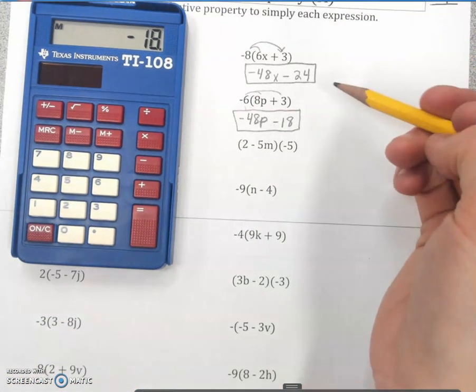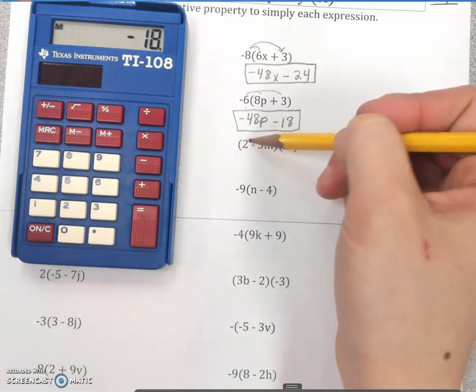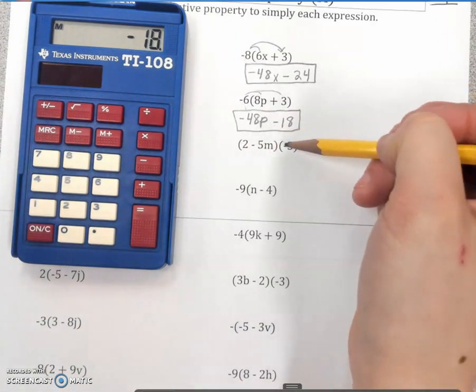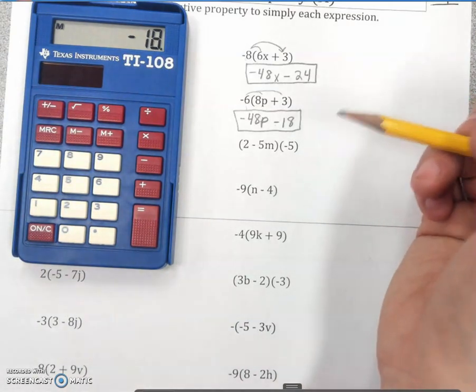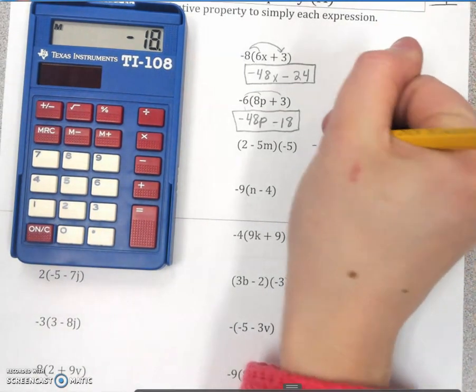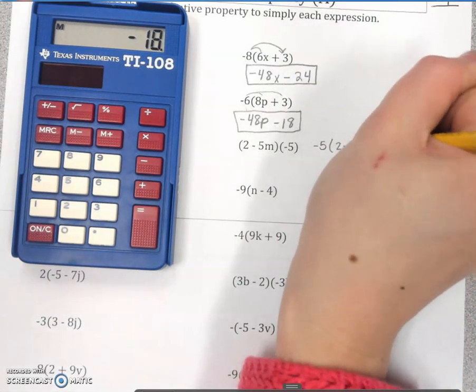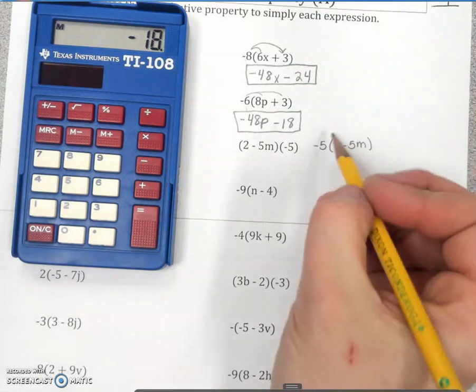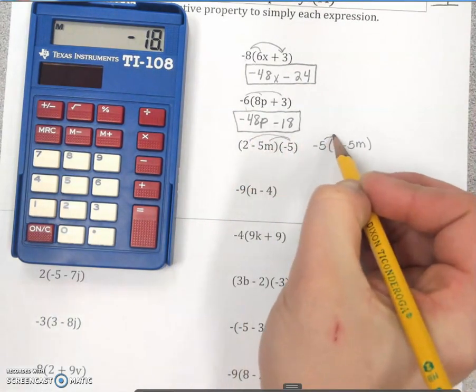Okay, ooh, they're trying to fool us here. This one looks a little different. This is 2 minus 5m times negative 5. Remember, anytime we see parentheses like that, it just means multiply. They also could have written this like the ones prior, but they're trying to trick us. Okay, so let's do distributive property. Same thing. You can distribute it here and distribute it there, or look at it this way and distribute it there.